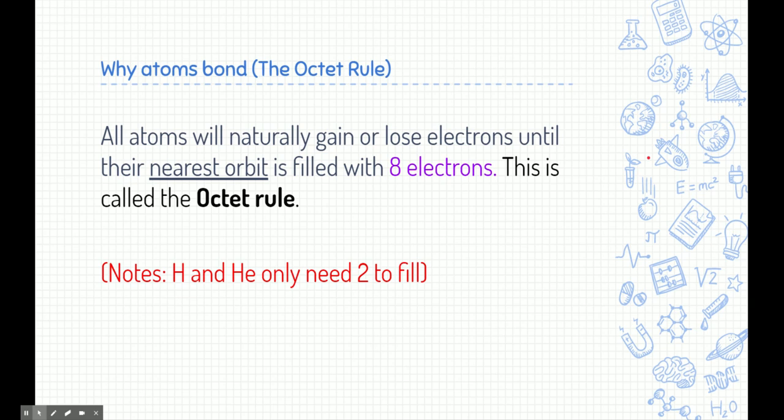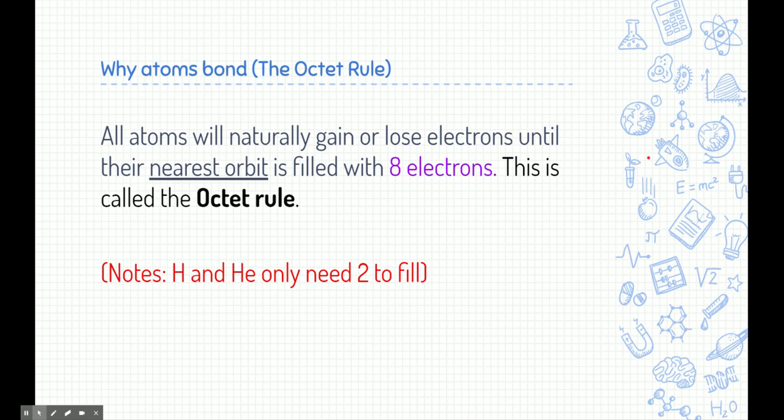Before we talk about ionic compounds, I want to talk a little bit about why atoms bond. The reason atoms bond is called the octet rule, and it's an important rule in chemistry. All atoms naturally will gain or lose their valence electrons until their nearest orbit is filled with 8 total. This is why it's called the octet rule.